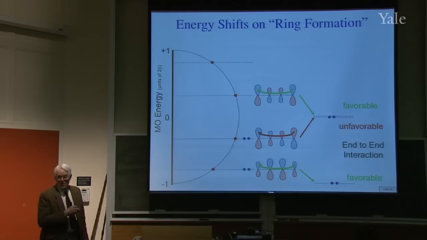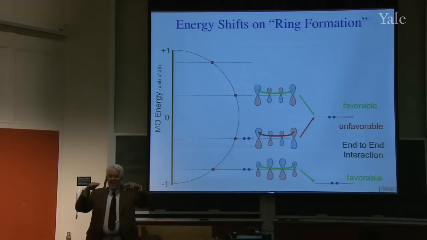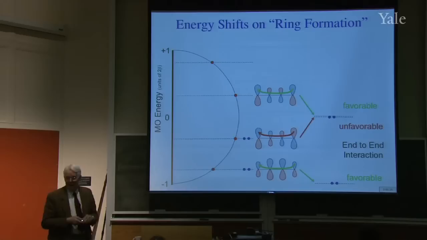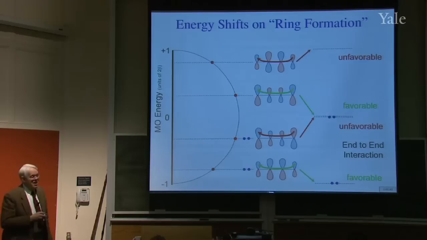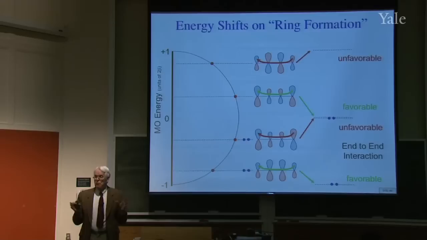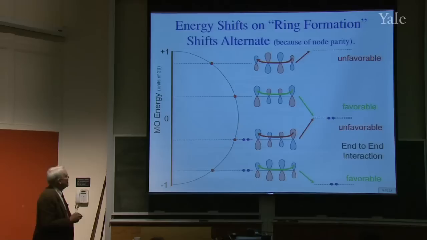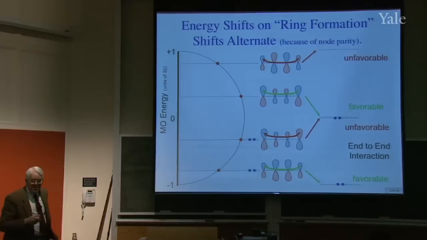Remember, there was a lowest one, and then two pairs, right? Two which had a pair of nodes, right? And the next one, that's going to be unfavorable again, right? So the structure, when you bring the ends together, is going to be different. And fortunately, there's a mnemonic device, a geometric one just like this, that works in that case as well. And notice that the shifts alternate down, up, down, up. And they must do that because of the number of nodes.